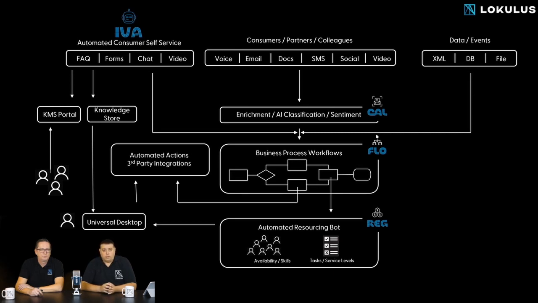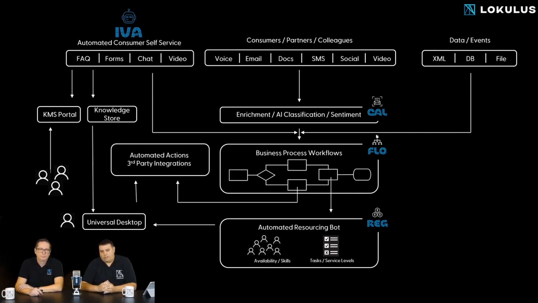On the other side at the top we can see we've got IVA, which is effectively a channel, if you like, a method of ingress and egress in and out of the Spectra platform, serving up FAQs, web forms, chat and video. Then moving down the centre of the picture, once we've pulled all this work in, we've got a series of 3 bots. We've got Cal, we've got Flow, and we've got Reg.